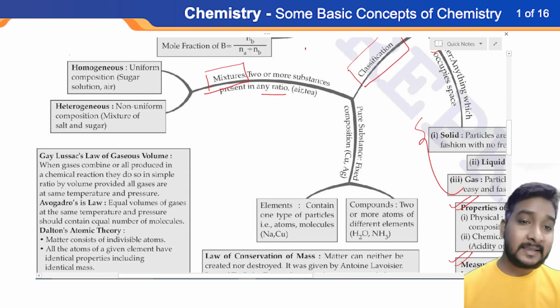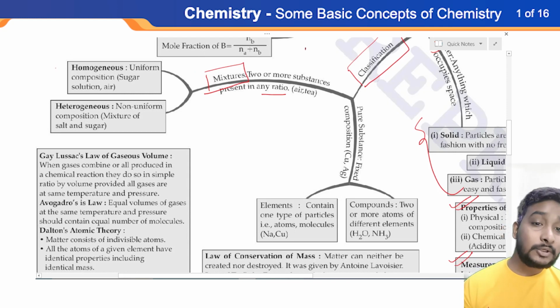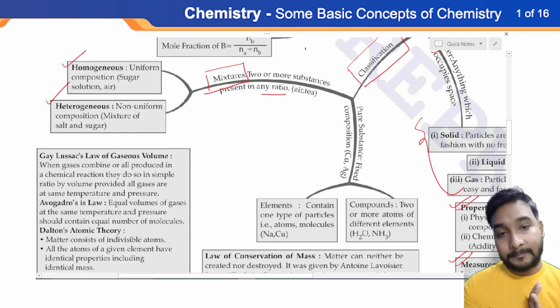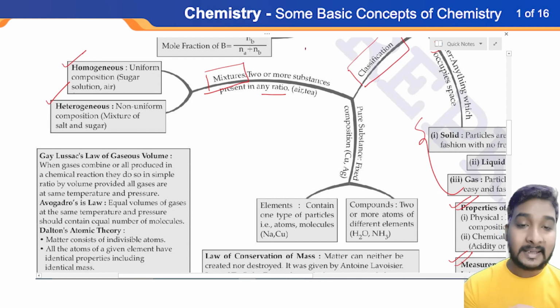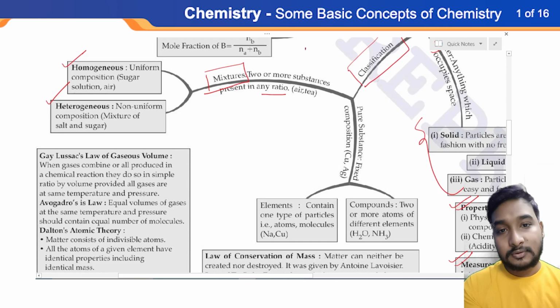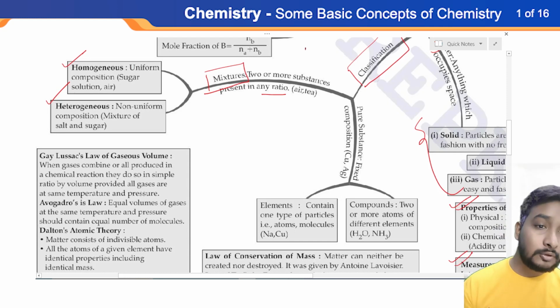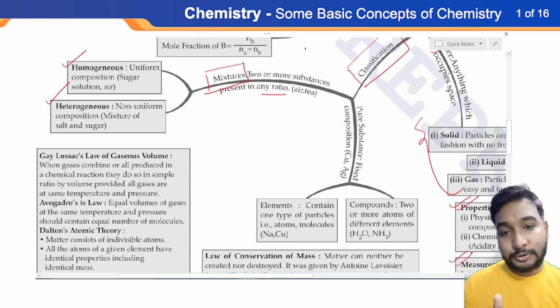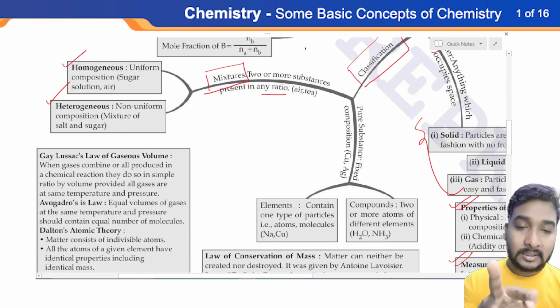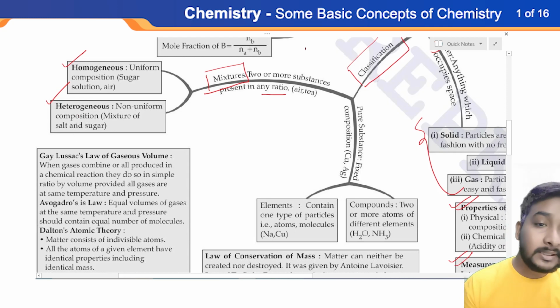And on the basis of mixing, we can divide mixtures into two parts, homogeneous and heterogeneous. Homogeneous, the state or phase should be similar, like water mixing with glucose, so both are liquids, so homogeneous mixture, uniform composition. And heterogeneous mixture, their composition should be non-uniform, like you are mixing sugar in water, the sugar is solid and water is liquid. So phases or states are different, so it should be heterogeneous.